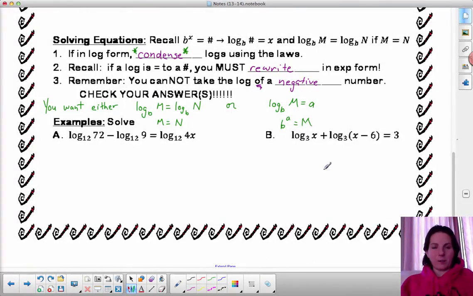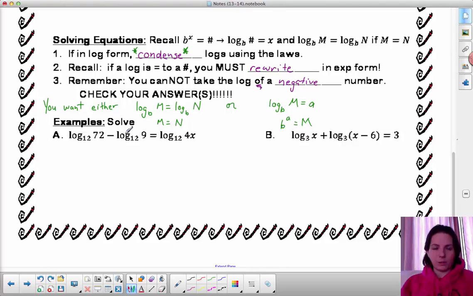So then we scroll down a little bit after that, and now we're going to work with why do we learn those laws? It's so that when we're solving problems, we have some ways to use them. So we have some recall steps here, and I'm not going to read those to you, but I do want to point out some of these basic steps. It says if we're in log form, we want to make sure that we condense logs using the laws.